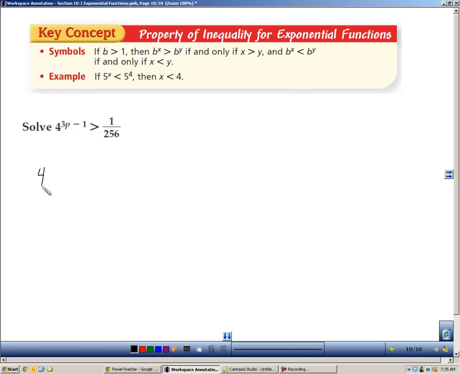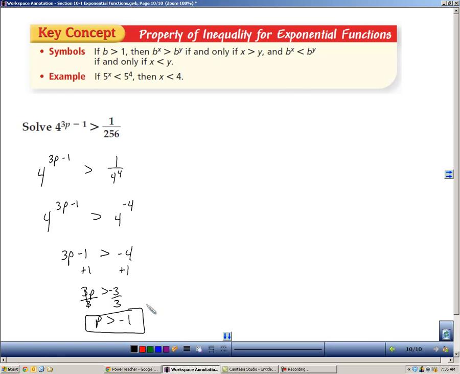So if I go down here and I look at 4 to the 3p minus 1, I would love to turn this 1 over 256 into something to the 4th power. Well, 256 is 4 to the 4th power. So we could say that this is 1 over 4 to the 4th power, but I would like this to just be a 4, not a 1 over 4. So I could rewrite it a further step by making this 4 to the -4th power. And now I have bases that are the same, so I can forget about the bases for a while and just say 3p minus 1 is greater than -4. And now you can solve this like you normally would. And so you end up with p is greater than -1.